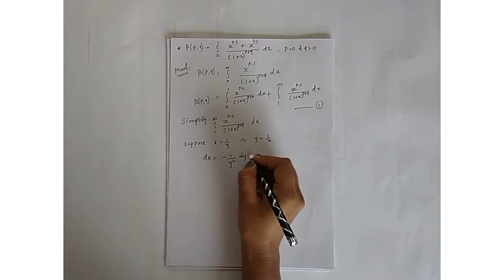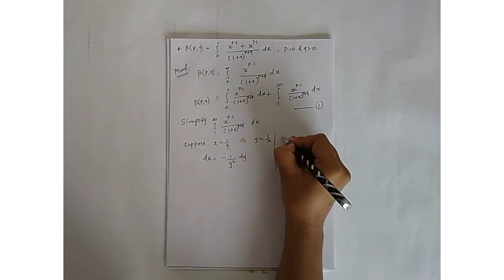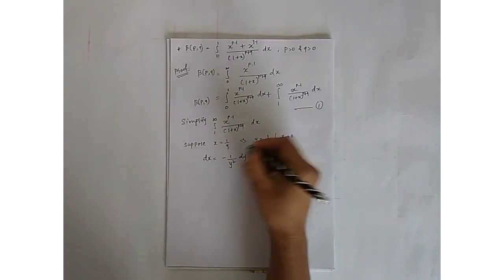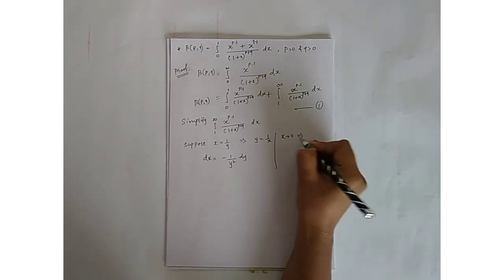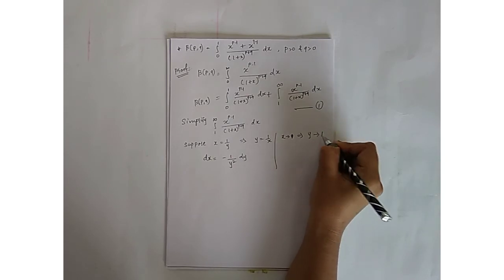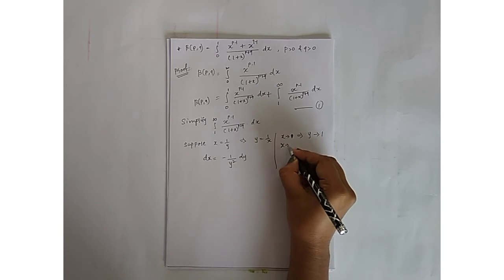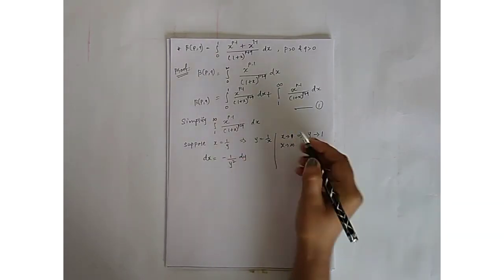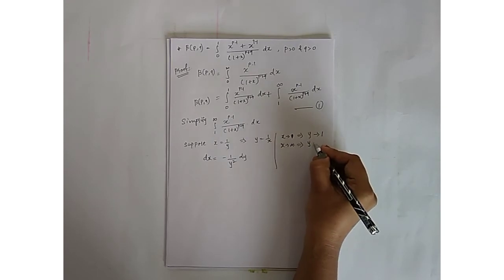Next, change limit, that is when x tends to 0, x tends to 1, y tends to also 1, and when x tends to infinity, that is 1 upon infinity, so 1 upon infinity is 0, so that y tends to 0.